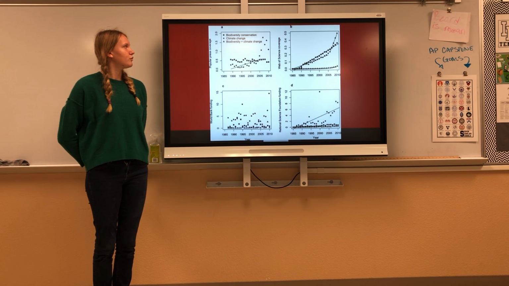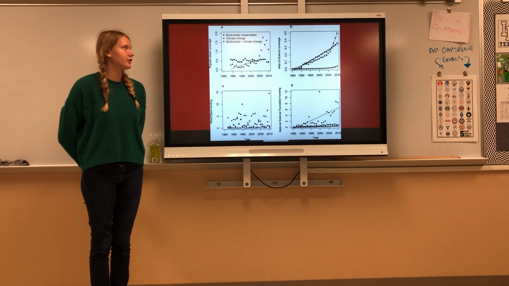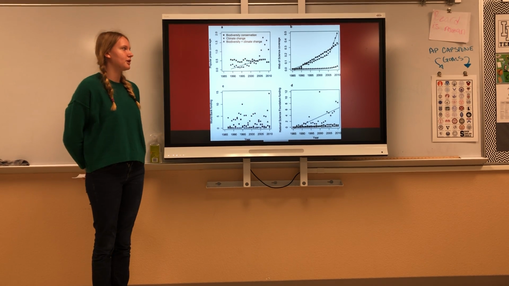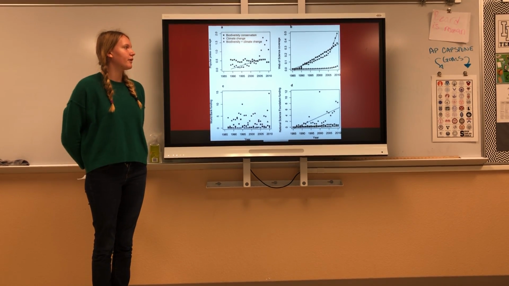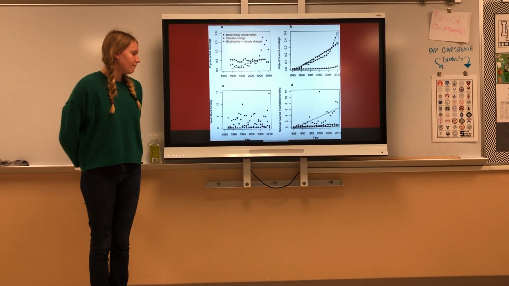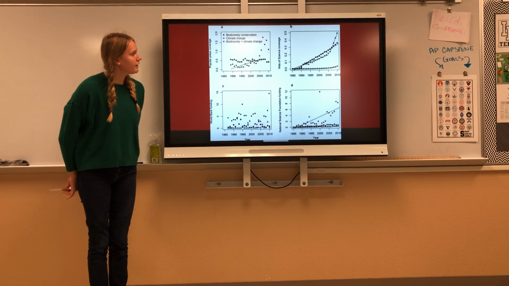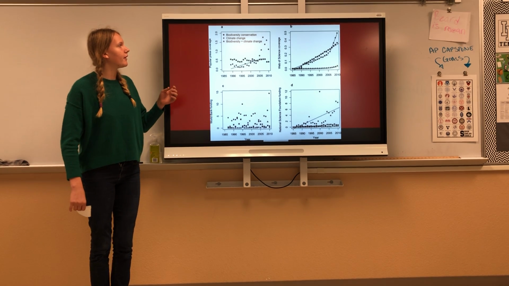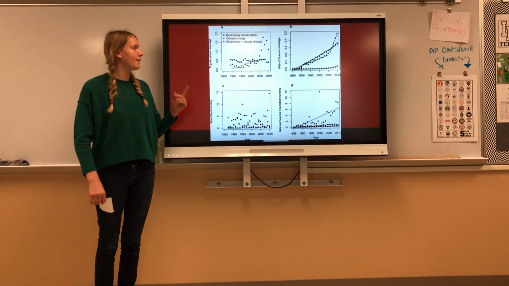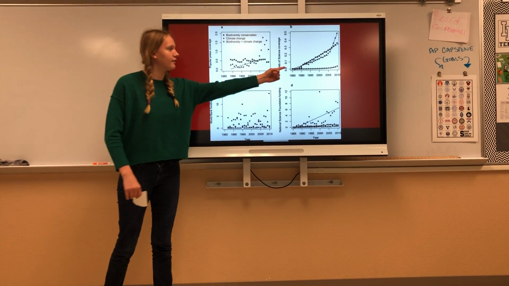In this graph, squares represent biodiversity conservation, circles represent climate change, and triangles represent biodiversity and climate change as they relate to popular press coverage, Web of Science coverage, World Bank funding, and National Science Foundation funding. As you can see, there are very few triangles and squares compared to the amount of circles in most of these graphs, especially this one.